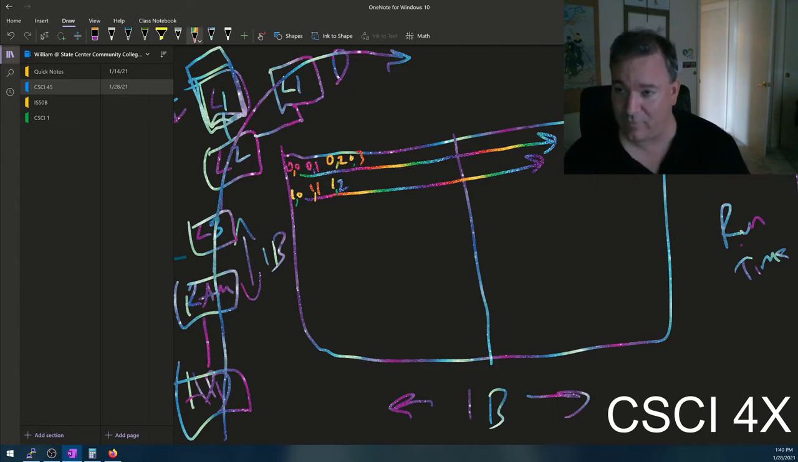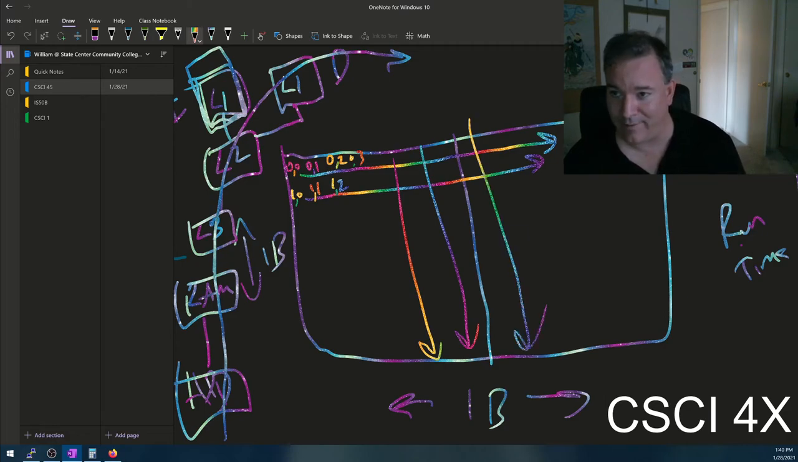Because that's how they expect you to access memory, you're going to get more cache hits if you do it this way than if you were to go like this. Okay? If you were to go top to bottom, left to right, you're going to get way more cache misses because cache lines grab 64 at a time.